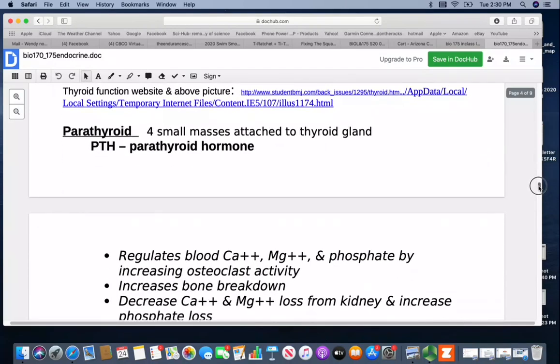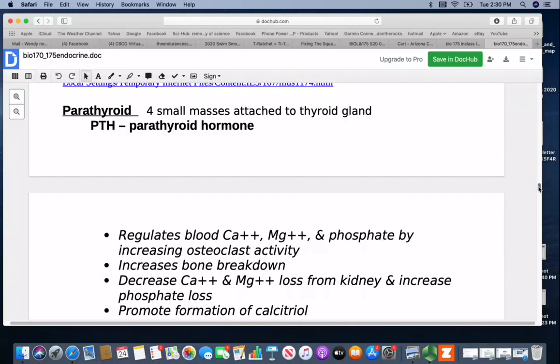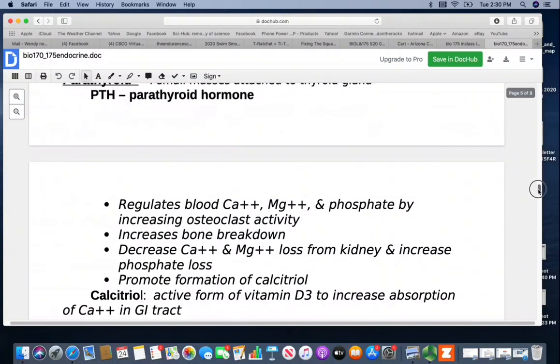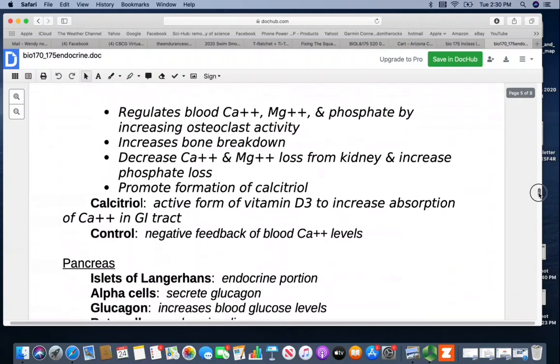So the parathyroid is 4 small masses that are attached to the thyroid gland, and it produces parathyroid hormone. Its job is to regulate your blood calcium, magnesium, and phosphate, and it does this by increasing osteoclast activity. So it will increase bone breakdown if the blood calcium is low. It's also going to decrease the amount of calcium and magnesium that's lost from the kidney and increase the phosphate loss. And then it will promote the formation of calcitriol.